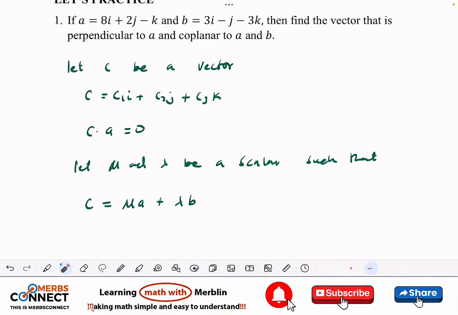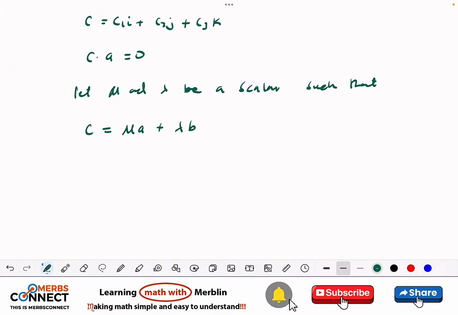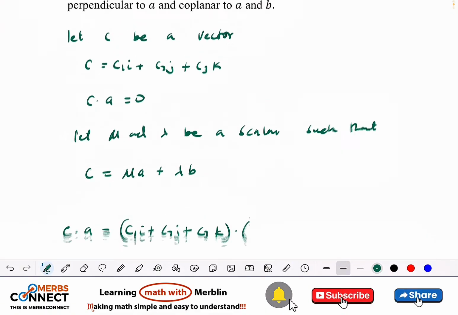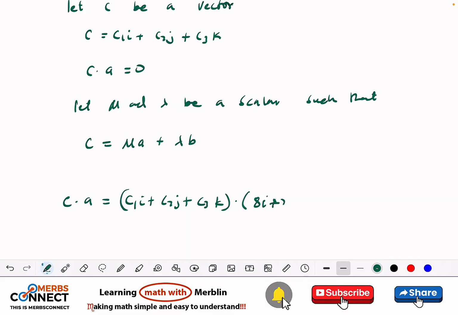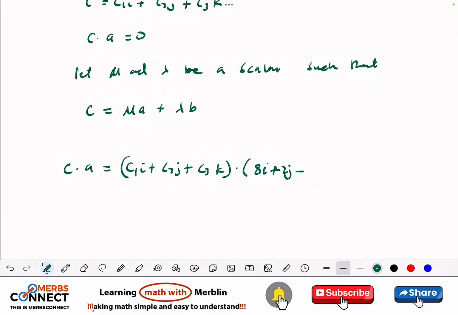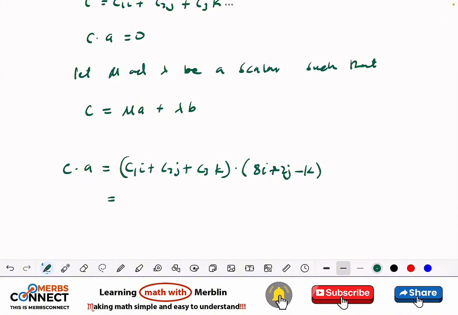So now we have this equation, we have this equation. Let's go through it. The first one is when I dot C and A, I need to get 0. So I'm going to dot this and that, and I should be getting 0. So what is C dot A? C1 i plus C2 j plus C3 k dot, what is A? 8i plus 2j minus k. So let's do the dot product. I'll have 8C1 plus 2C2 minus C3, and this should be equal to 0. So this is equation 1.